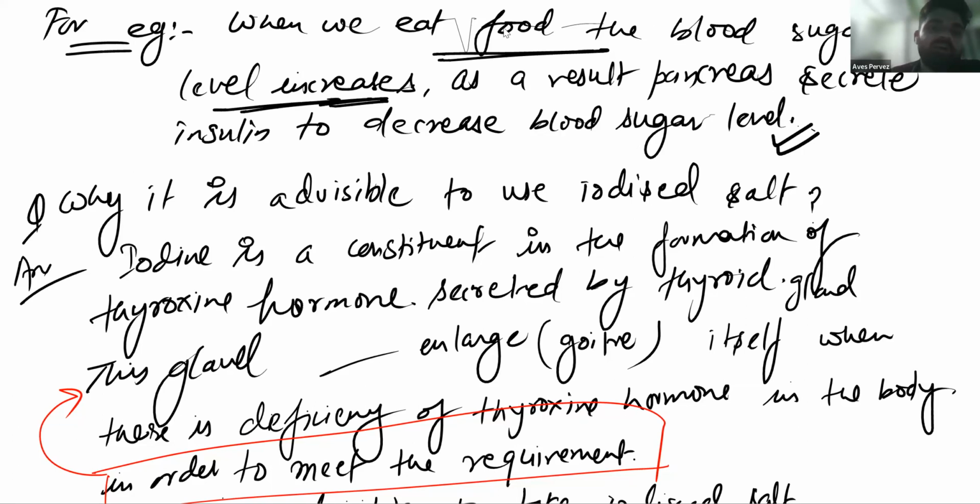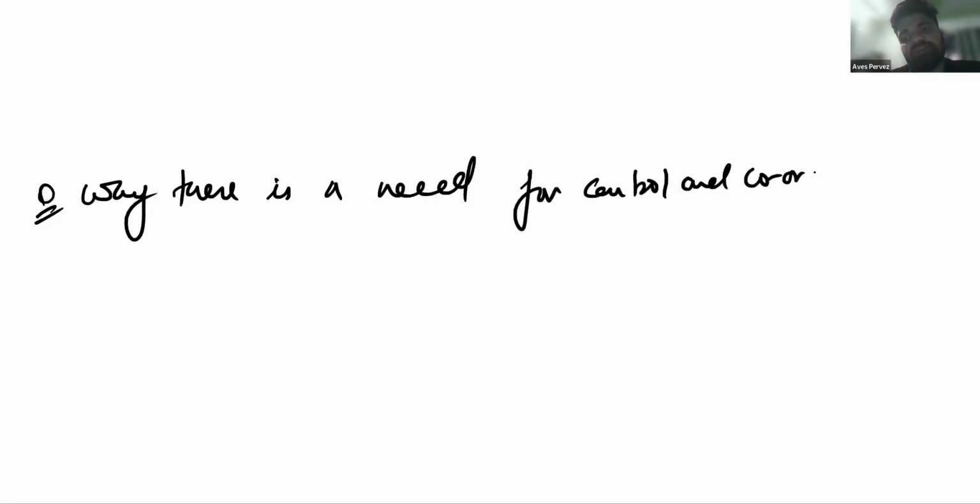Now, if I ask you a simple question, why is there a need for control and coordination? Is there anyone in the class who can give me the answer? For the proper functioning of the body. Yes, proper functioning. For example, if there is no control, I would never be able to stand. Yes, you will not be able to stand, you will not be able to walk properly. I'll die soon. Okay.